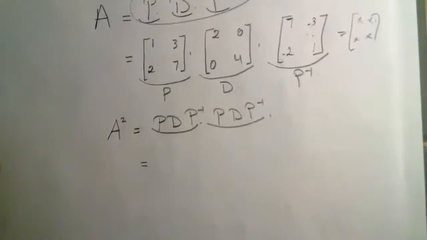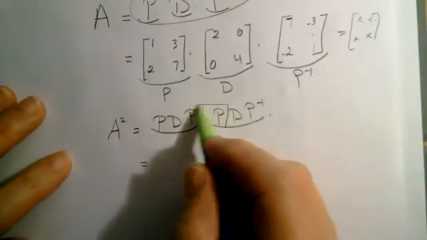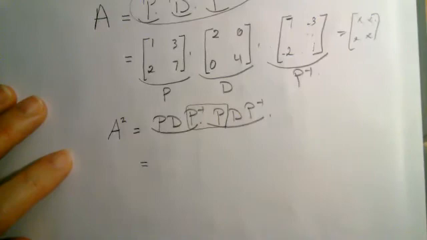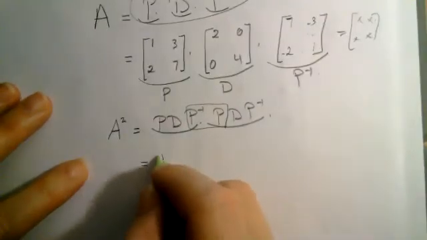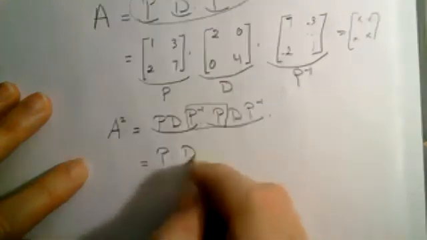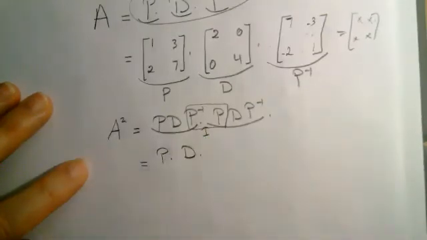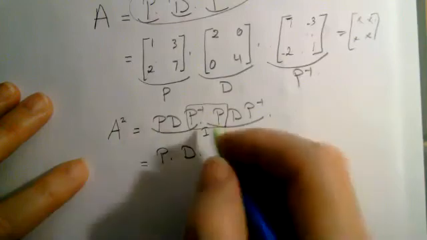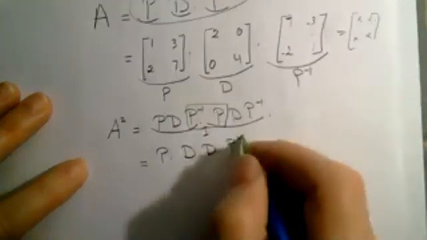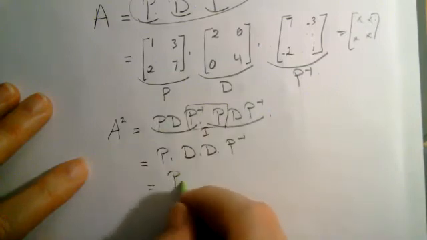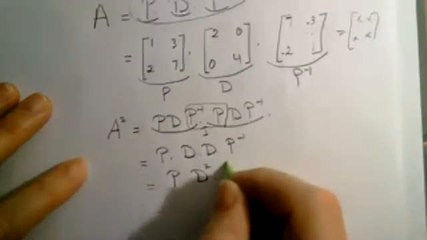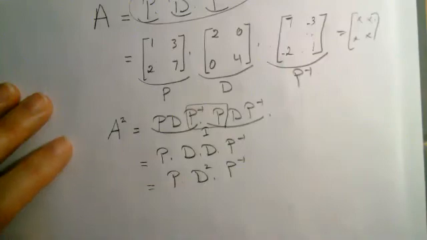Where the simplicity is going to come. Those two combined will give me the identity. Am I right? So this will give me a P times D, that's the identity matrix. That's P inverse times P, times D times P inverse. So this will give me a P times D squared times P inverse.